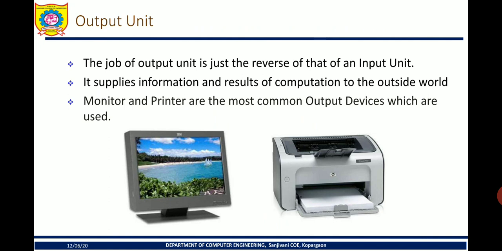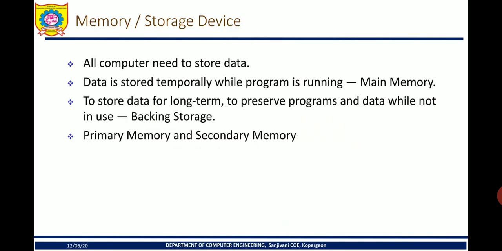Now, while writing the write-ups for this experiment, you should write at least four input devices and four output devices. Keyboard and mouse are common, and monitor and printer are common for output. At least try to find two to three new input and output devices while writing it. Okay, so we'll be moving towards the next, processing devices. We have seen input and output devices. Now we'll see processing devices.